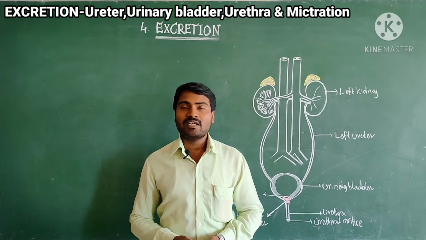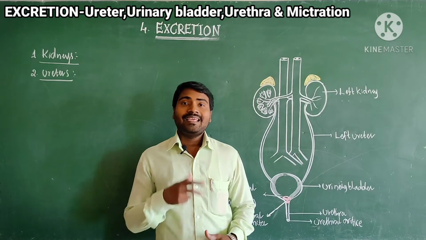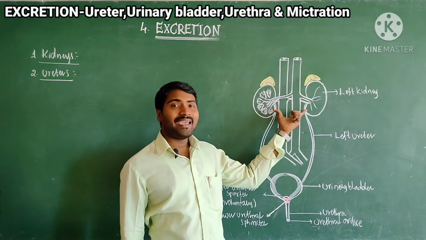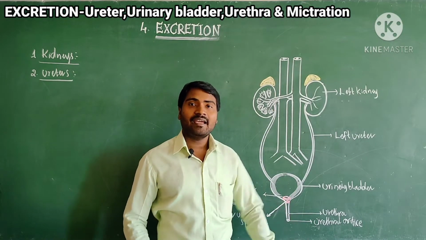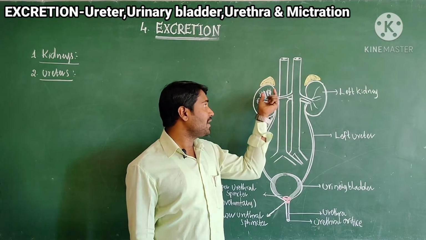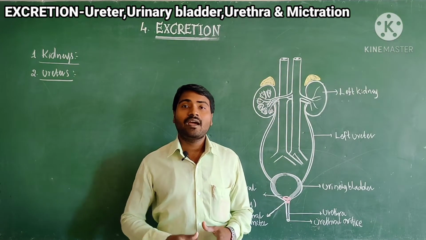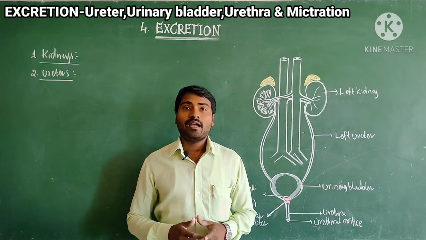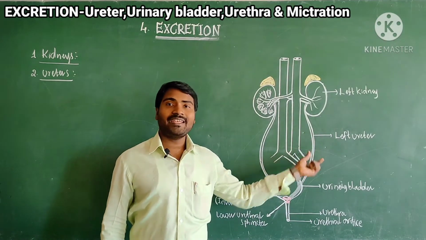and urine formation. Now let us discuss the remaining structures. In the excretory system, we have a pair of kidneys, a pair of ureters, a bladder and a urethra. In previous classes, we have completed all the details of the kidney: the structure of the kidney, the structure of the nephron, and how urine formation takes place. Now let us discuss the ureter.